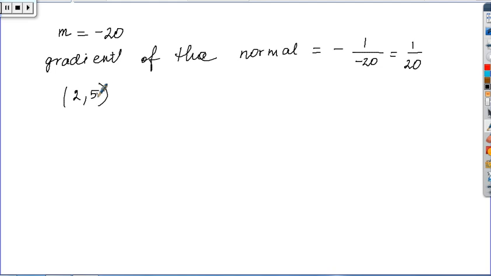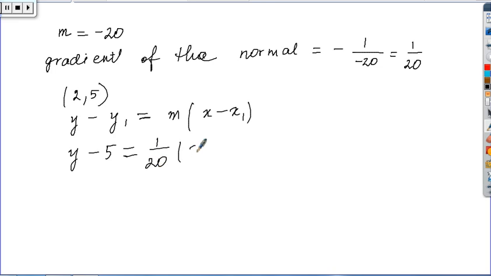So now we need to find the equation of the line. y minus y1 equals m(x minus x1). So we have y minus 5 at the same point, m is 1 over 20, times (x minus 2). And opening the brackets gives us minus 1 over 10.